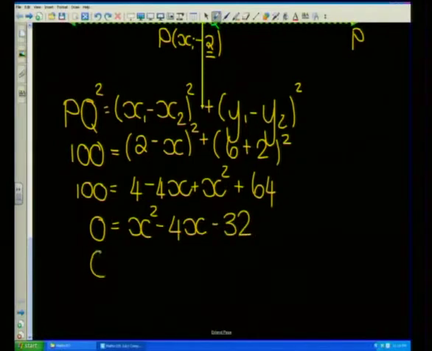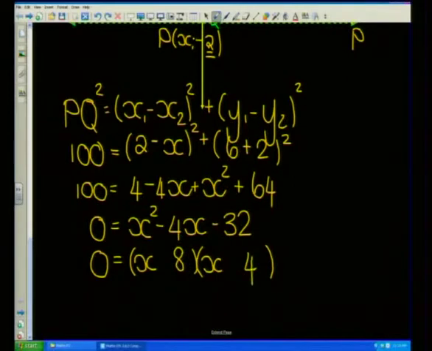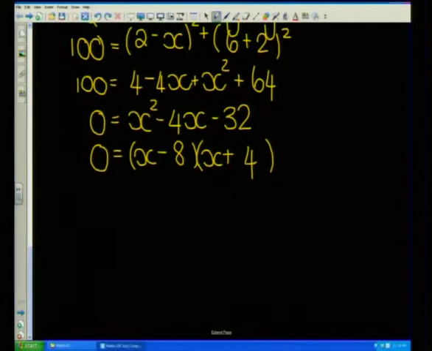Okay, and when we factorize, we've got our x and our x. Factors of 32: 8 times 4 is going to be 32, the 8 being the negative and the 4 being the positive. So I'm getting two answers. I'm getting x is equal to 8 and x is equal to negative 4.